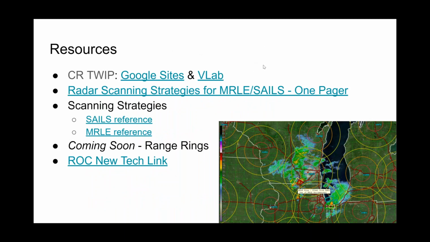We linked up some resources here. The TWIP is developing some range rings. You've got an example here. They're not quite ready, but hopefully that'll come out soon. A little bit of a teaser there. And those range rings are designed, or will be designed, to help make these decisions and kind of keep it in the back of your mind. Situational awareness. This one pager here with the radar scanning strategies, that's the graphic we've been showing with the purples, greens, and blues. A couple other things as well.